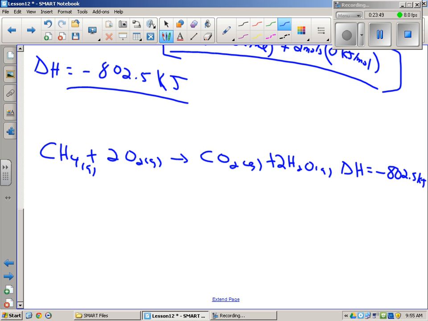Now you can do delta H, right? For methane, for example, the molar enthalpy of methane combustion is negative 802 per 1 mole. There's your molar enthalpy now, okay? So there's lots of stuff you can do now.